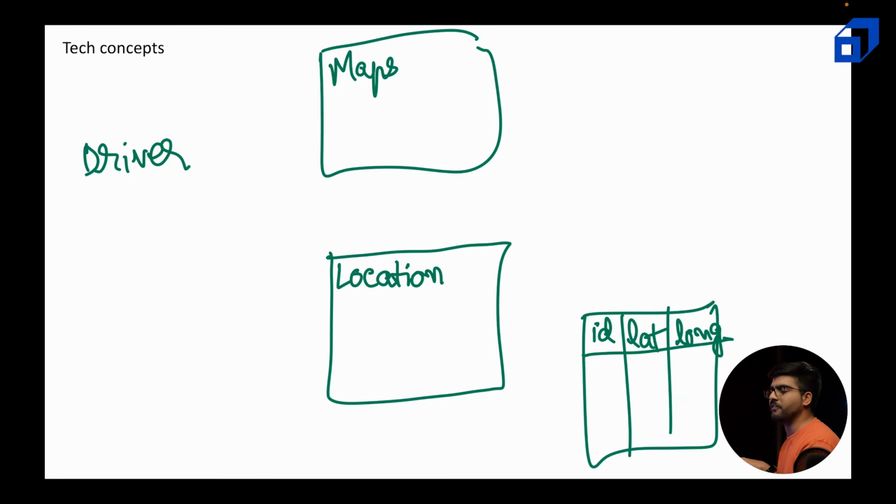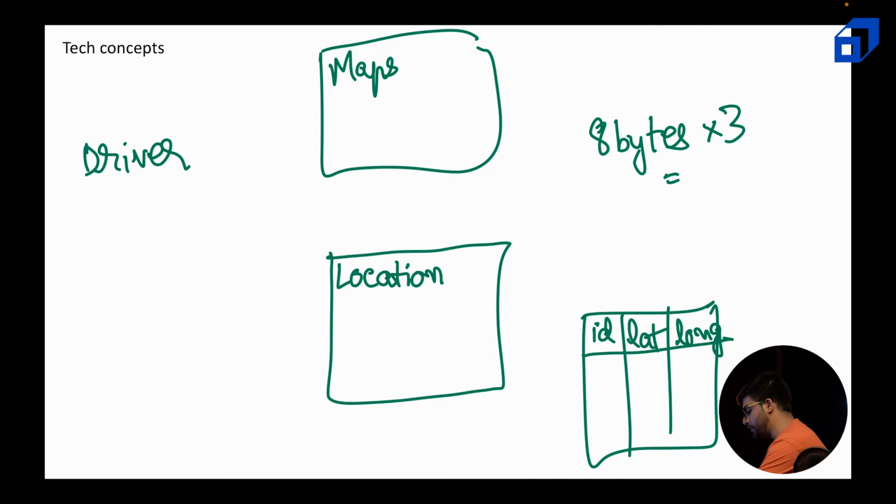Now naturally, if we are going to store the latitude, longitude and the user ID, let's do some calculations to see how much data it is going to store. So for the user ID, it is going to be 8 bytes, 64-bit. Now for latitude and longitude also, let us assume it's going to be 8 bytes each. So one row for one driver is going to consume 24 bytes, or for the ease, let's consider it 25 bytes for computational ease.